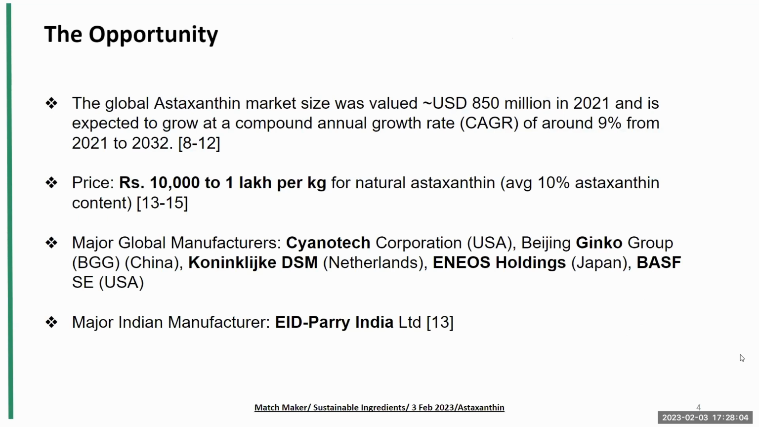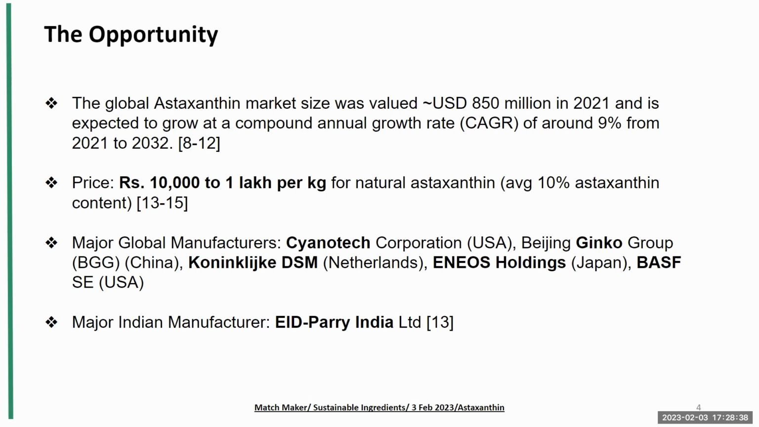The opportunity here: we can see that the current market is $850 million, based on 2021 data, and there is a possibility of 9 to 14% growth in the future. The price, from the literature searched, varies from around 10,000 to 1 lakh per kg, but it contains on average only 10% astaxanthin content.